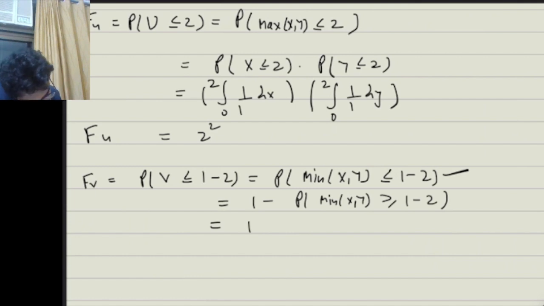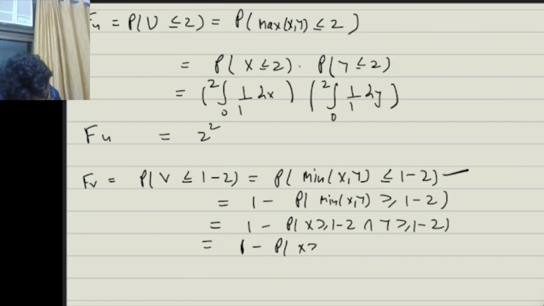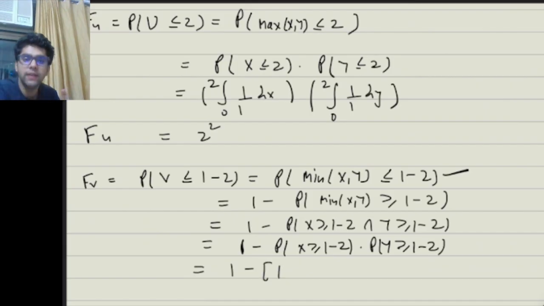So we can use this. So I'll just write this as 1 minus probability of x greater than or equal to 1 minus z intersection y greater than or equal to 1 minus z, which gives me 1 minus probability of x greater than or equal to 1 minus z and y greater than or equal to 1 minus z, which again gives me the probability of 1. Now I can write x greater than or equal to 1 minus z as 1 minus probability of x less than or equal to 1 minus z.